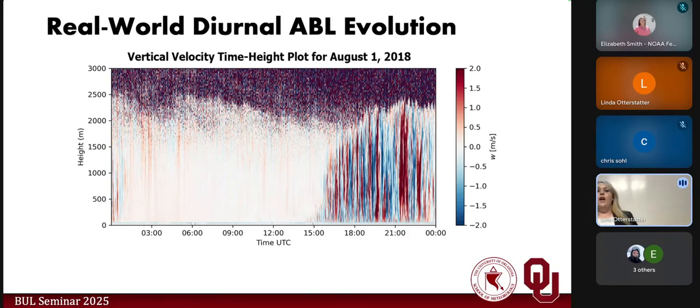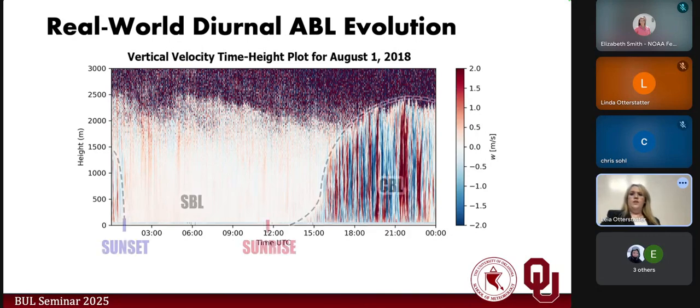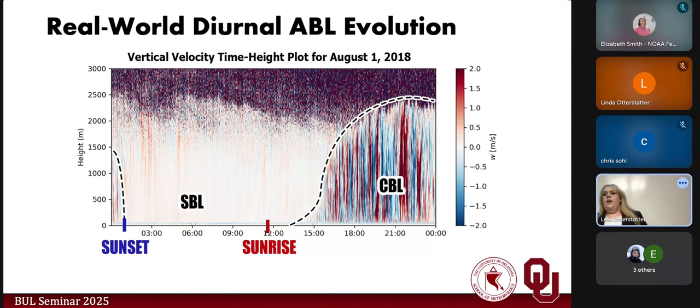This is a vertical velocity time-height plot for August 1st, 2018. As you can see, on the x-axis is time, and it goes from 0Z, which is 7 p.m. to 7 p.m. of the following day, and on the y-axis is height. I've annotated this. Starting at 0 UTC, or 7 p.m. Central Time, you can see the collapse of the CBL from the previous day, and then the stable boundary layer begins to form after that. When sunset hits, it collapses within a matter of minutes.